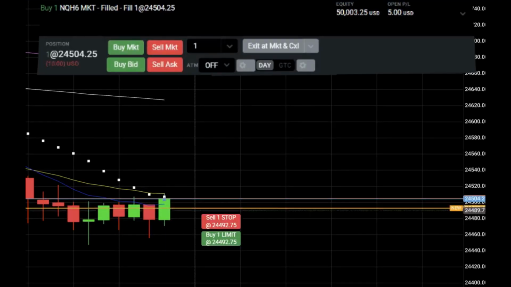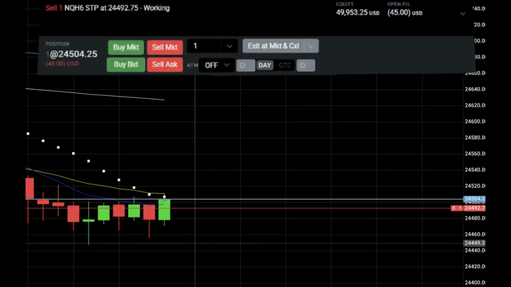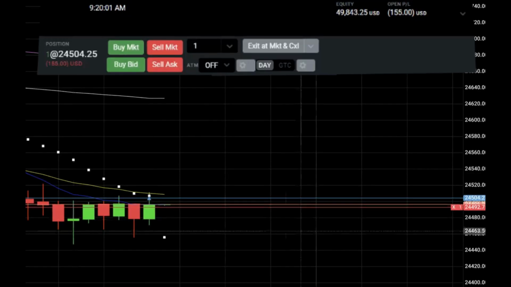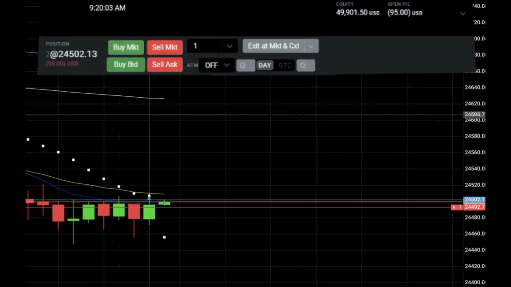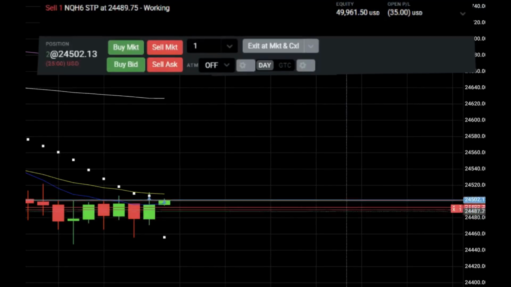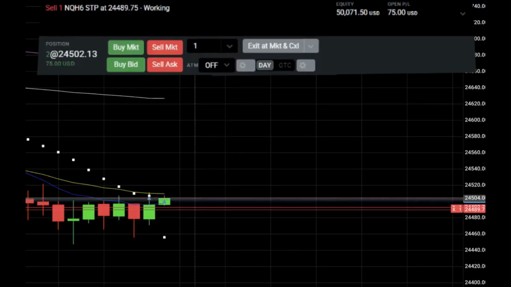Order filled. Now this is the $50,000 account. I'm in the same area. I'm trying to see what time it is. So we're still in pre-market, and I'm seeing some kind of build here. Order filled. I got two contracts going long and really, really tight stop loss here.